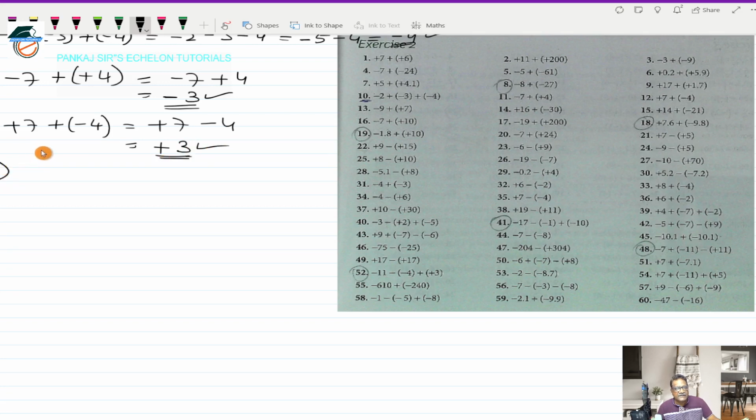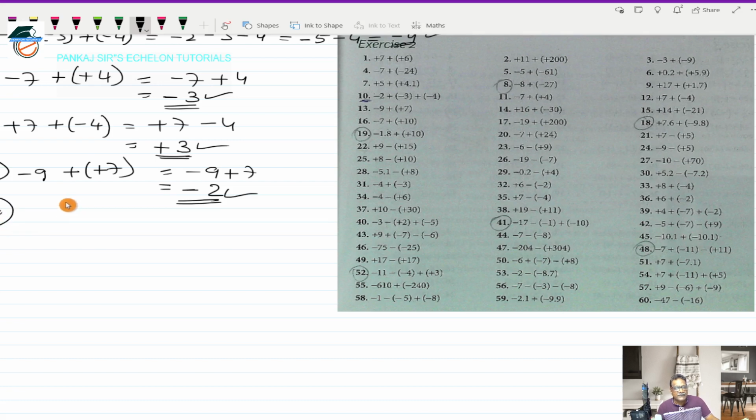Question number 13 says minus 9 plus 7. So this will work out to minus 9 plus 7. I've removed the bracket. Now this is two directed numbers with opposite sign. So I'll put the sign of the bigger number, that is minus, and then I'll subtract the smaller number from the bigger number. So 7 subtracted from 9 gets 2. So the answer is minus 2.